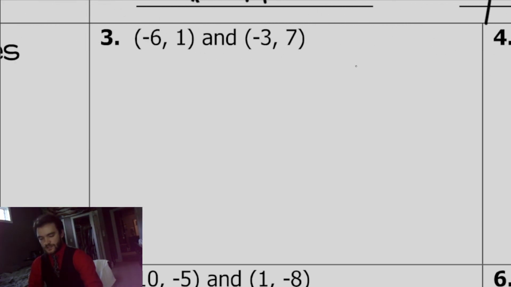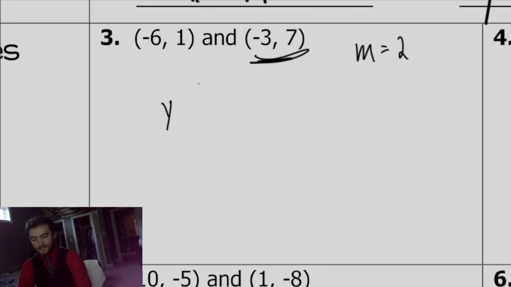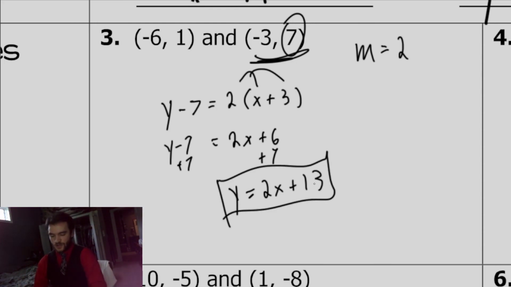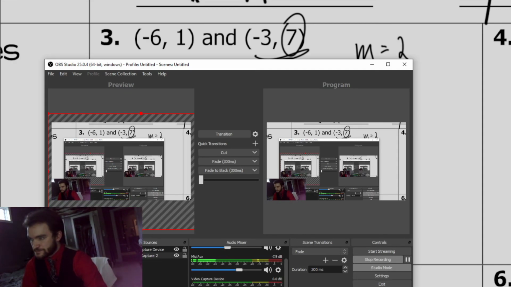I'm busy. So our m was 2, we found. I'm just going to show you that you can use this one as well. So y minus the other y, so minus 7, equals 2 times x plus 3, right? Because minus a negative makes it a positive. So I end up getting 2x plus 6 equals y minus 7. I'm going to add the 7 over to here. 6 plus 7 equals 13, which is exactly what we had earlier, right? Wonderful. Easy peasy, lemon squeezy.